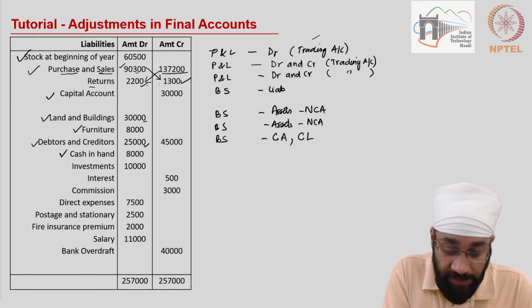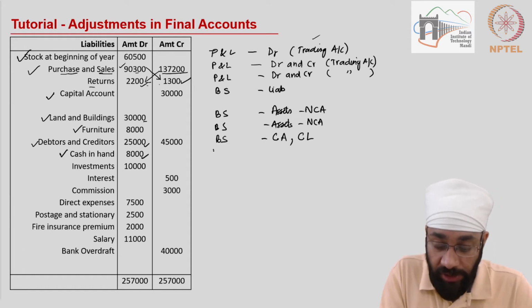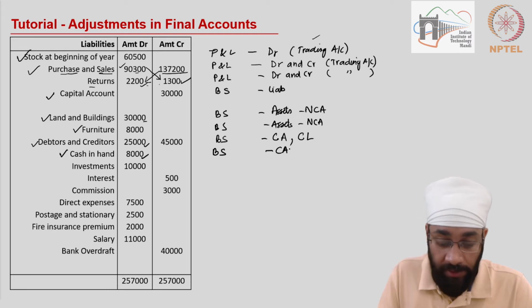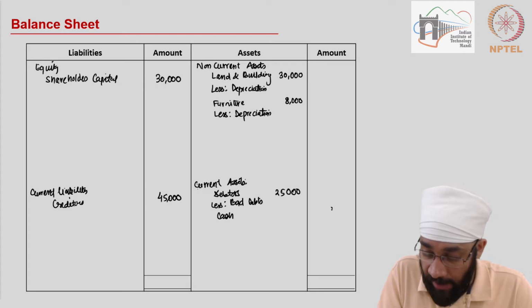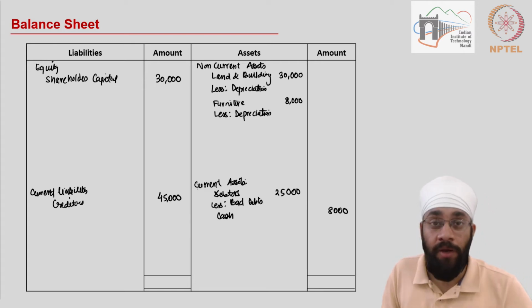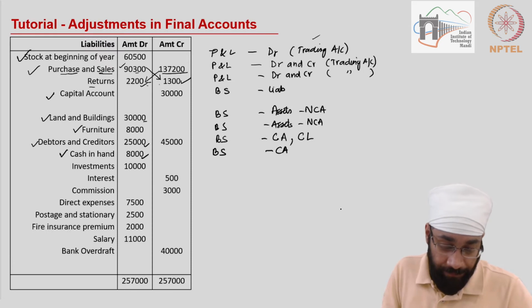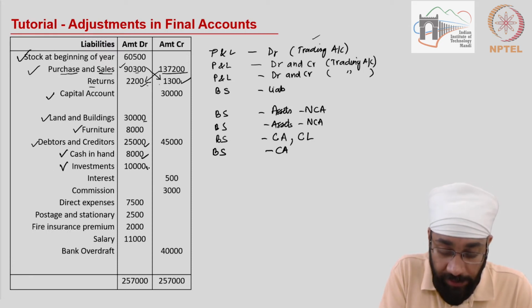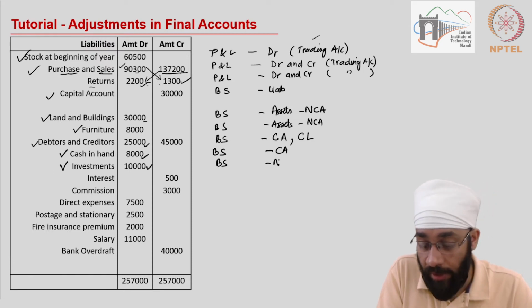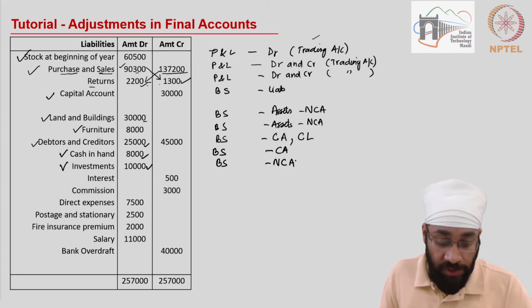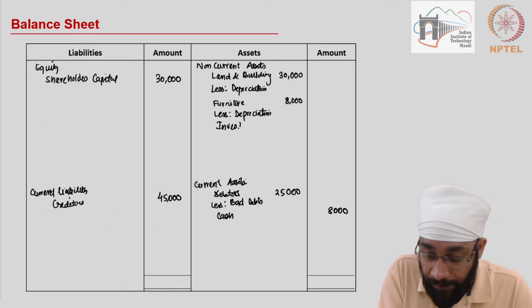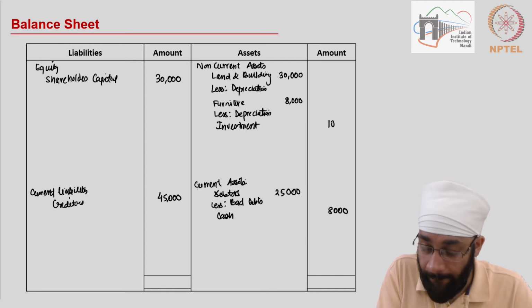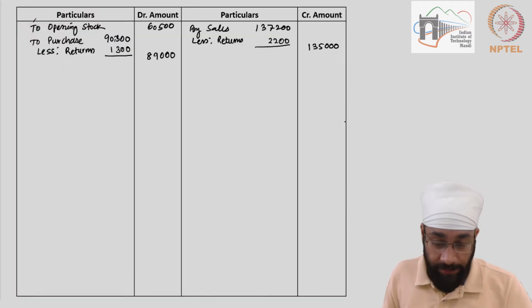Next is cash in hand, 8,000. So cash in hand goes to balance sheet under the current assets, 8,000. So let me write cash and 8,000. No adjustment required for the cash account. Then you have investment, 10,000, goes to balance sheet under the non-current assets, and there is no depreciation on investment at all. So 10,000 investment.